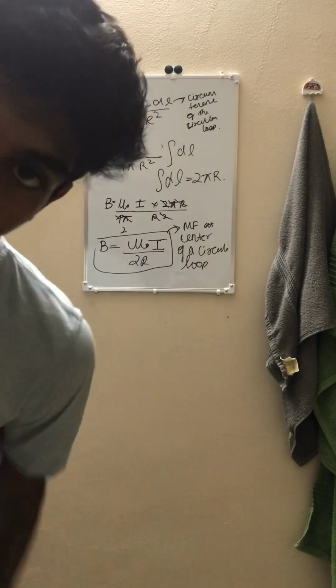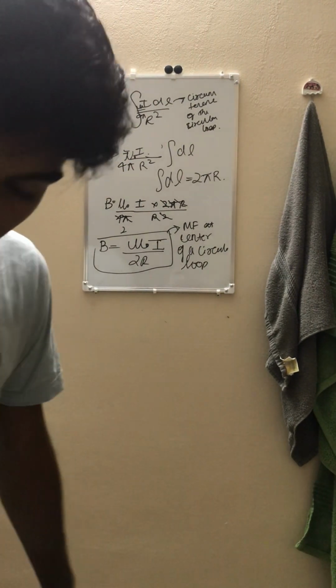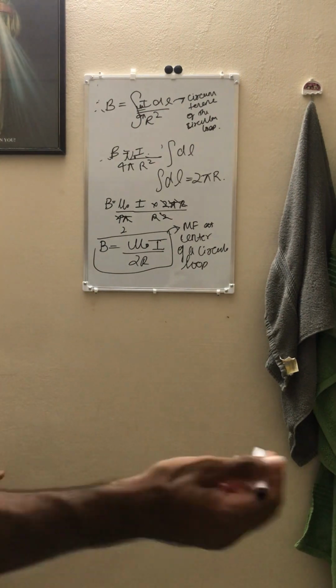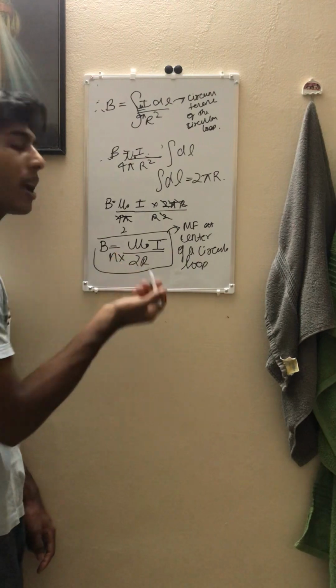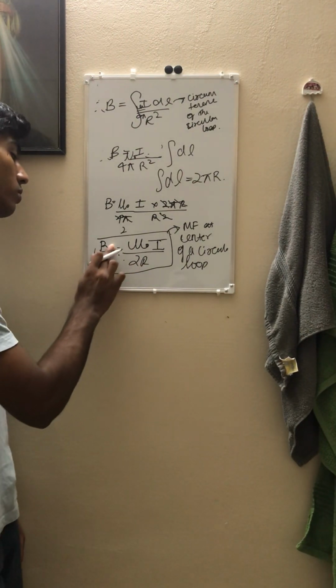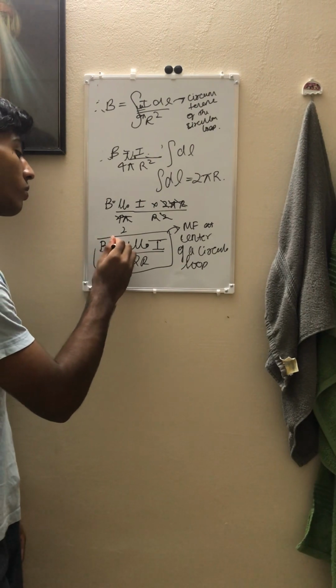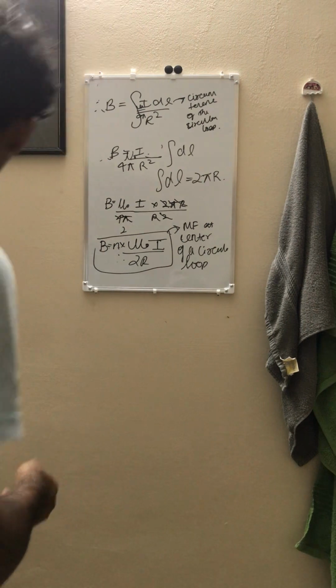So this is the magnetic field at the center of a circular loop, and as you know, we consider only one turn. If it had n number of turns, then I'm just going to multiply it by n in the numerator. Okay, don't get confused. If there are 4 turns, I'm going to multiply it by 4.